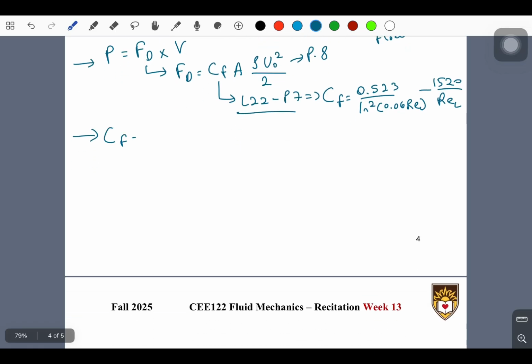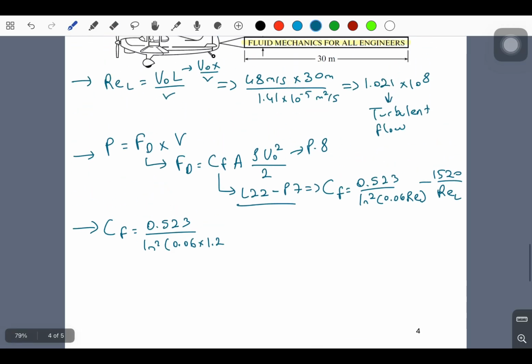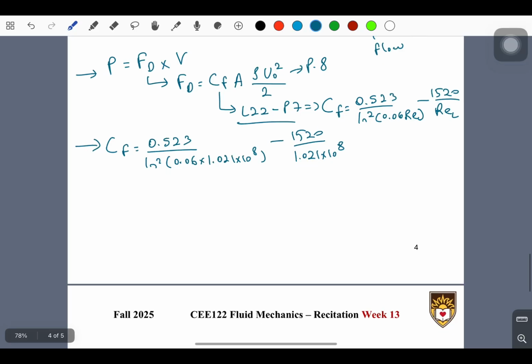So the drag force coefficient will be 0.523, and now square 0.06 times the Reynolds number, minus 1520, again Reynolds number, and this gives the coefficient as 0.002126.